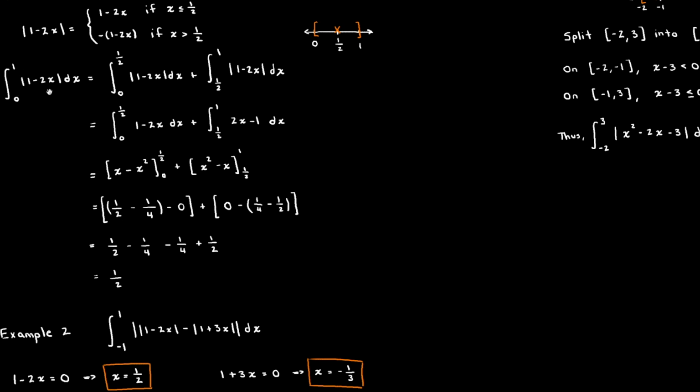So with that approach in mind, we can write the integral from 0 to 1 of the absolute value of 1 minus 2x. We split this at the splitting point 1/2. So we have the integral from 0 to 1/2 plus the integral from 1/2 to 1. This is one of the properties of the integral: you can split at a point.